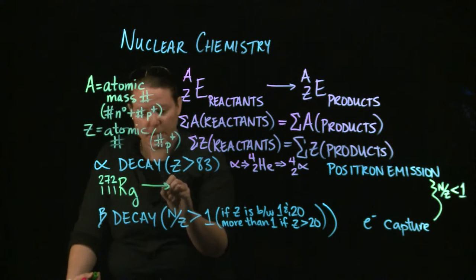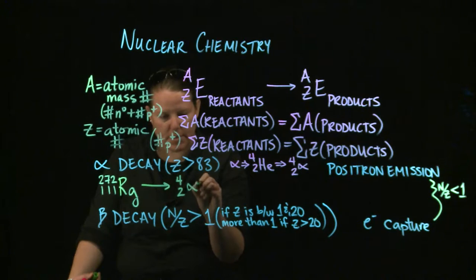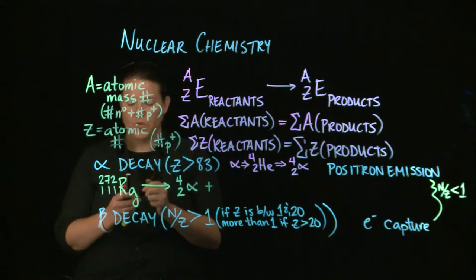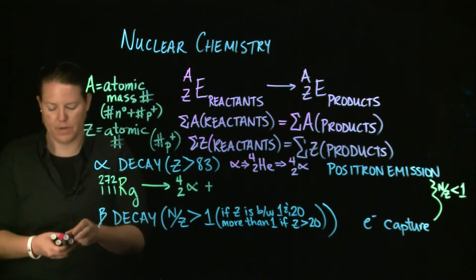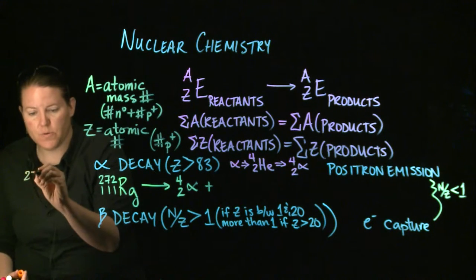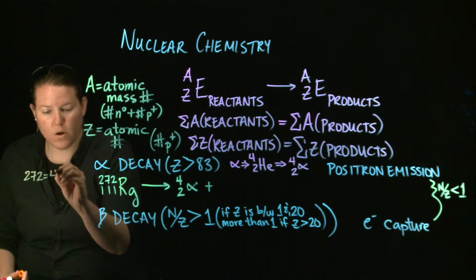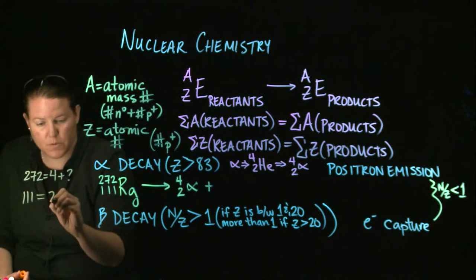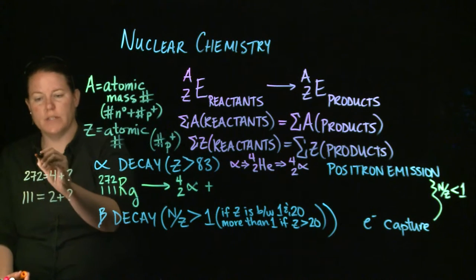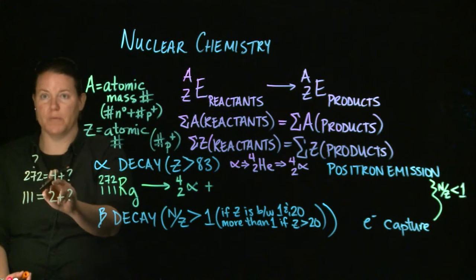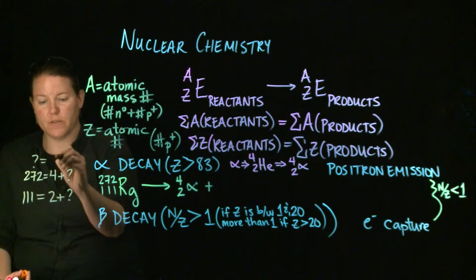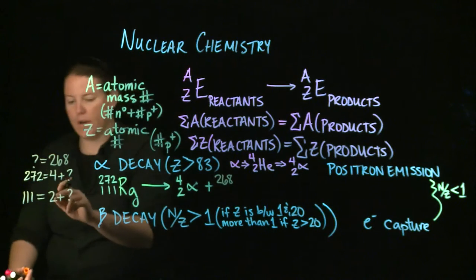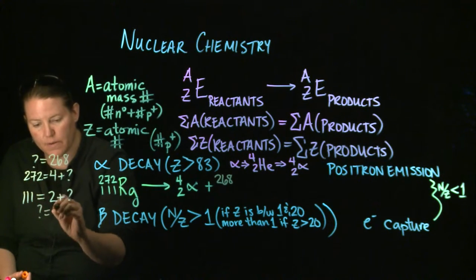Okay, so we know that this is gonna alpha decay. Let's do alpha like this, just to be fun and interesting. All right, so there's my alpha. What I need to do is ask myself on the side here, I'm gonna do it in orange. Okay, 272 has to equal 4 plus some number. And I also have to have 111 equal to 2 plus some number, right? So what is the number here? 272 minus 4, I'm gonna move 4 to the opposite side. 272 minus 4 is 268, if I'm not mistaken. And 111 minus 2 is 109.